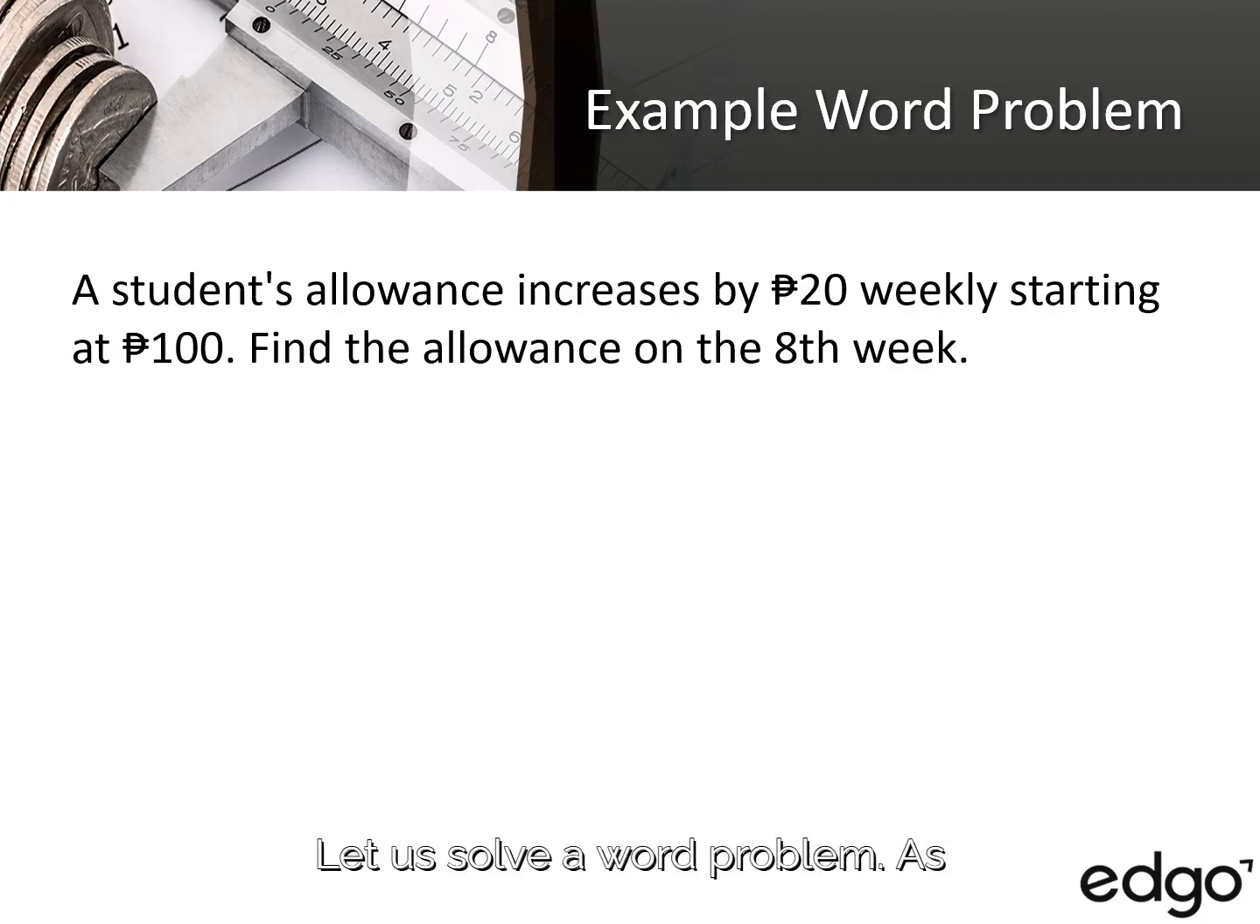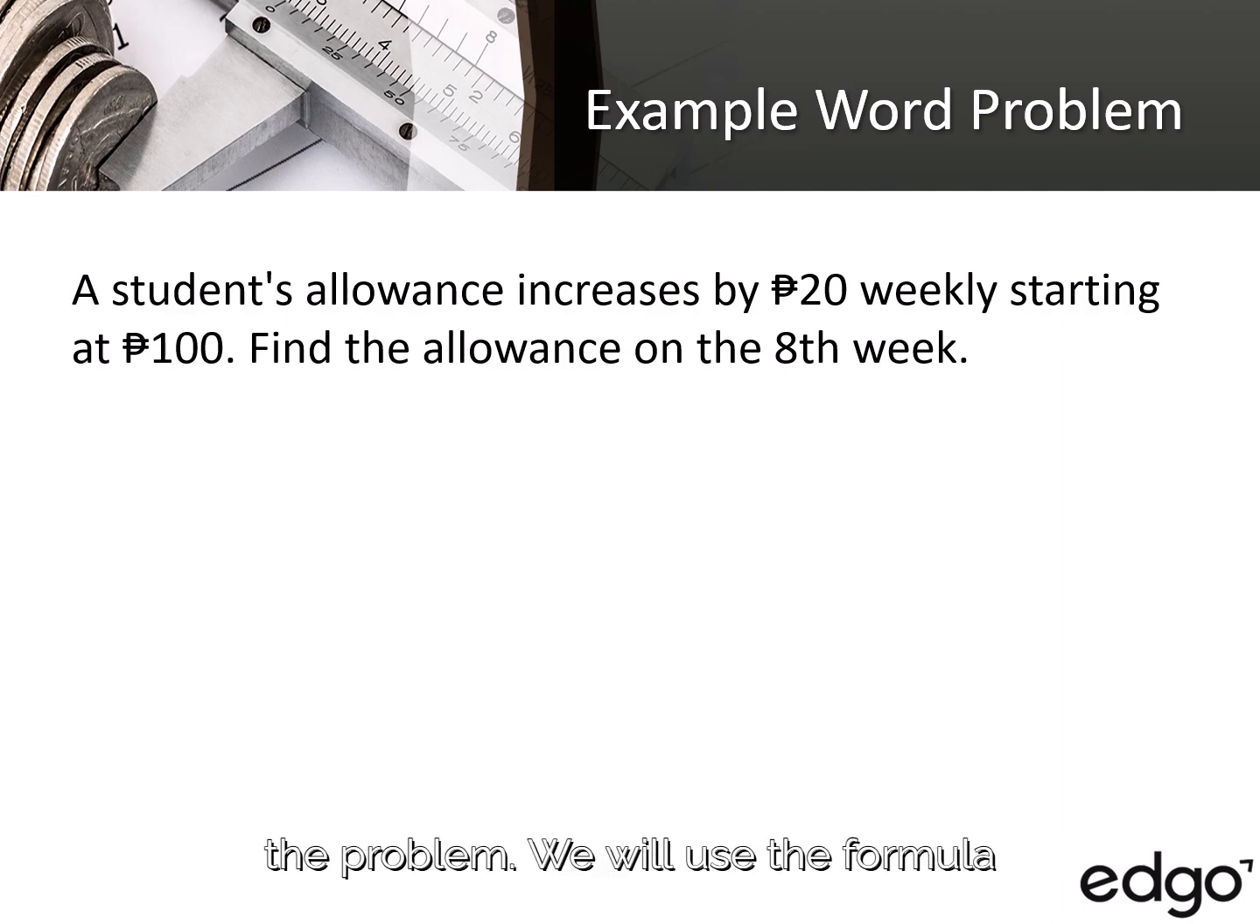Let us solve a word problem. A student's allowance increases by 20 pesos weekly, starting at 100 pesos. Find the allowance on the 8th week. Before using a formula, let us analyze the problem. The allowance increases by 20 pesos every week. The increase is a constant amount. Therefore, this situation represents an arithmetic sequence. The first term is 100 pesos. The common difference is 20 pesos. And we are looking for the 8th term.